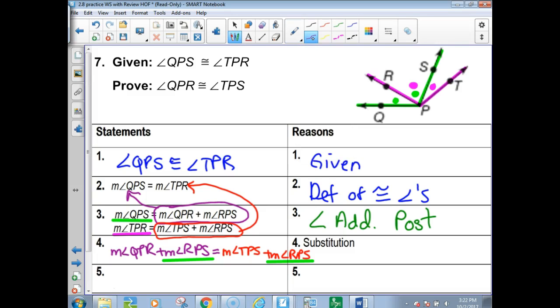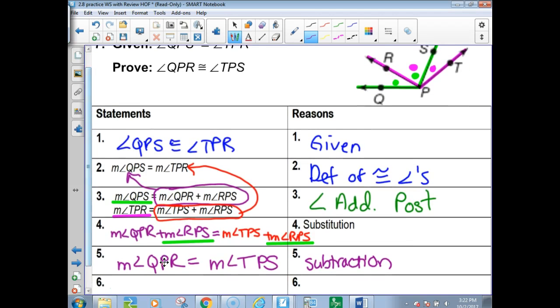If we subtract the measure of angle RPS from both sides, we're going to be using the subtraction property. If we subtract that from both sides, we're going to have the measure of angle QPR equals the measure of angle TPS. And that's what we were trying to prove, that angle QPR is congruent to angle TPS. And that is by definition of congruent angles.